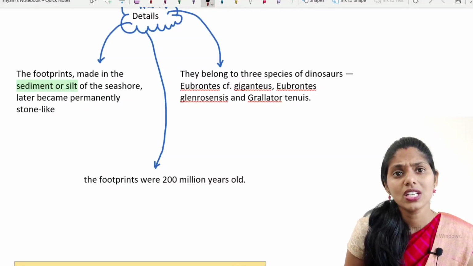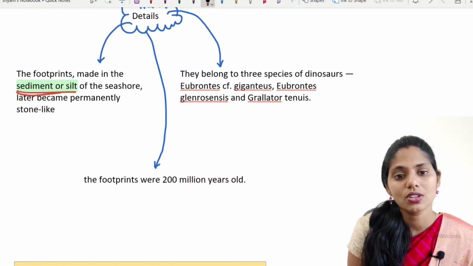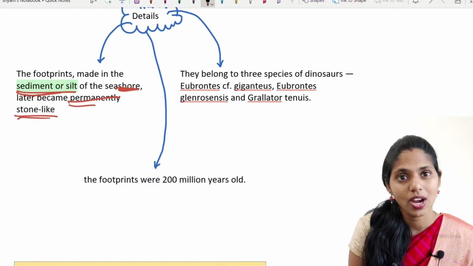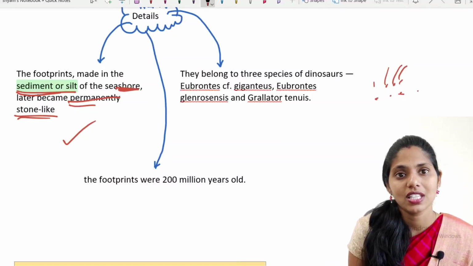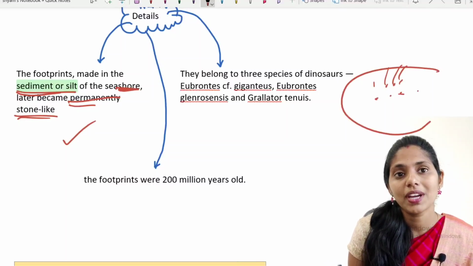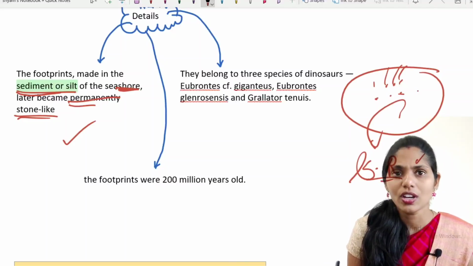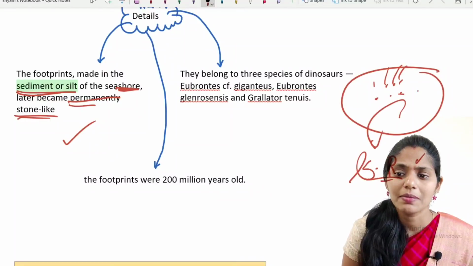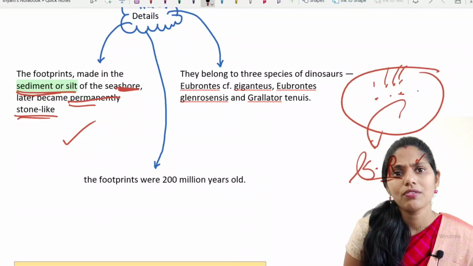And if we talk about details, it says that the footprints were made in the sediment or silt of a seashore, and later it became permanently stone-like. Whenever sediments are present, and pressure and increasing heat act on them, the sediments are converted into rocks. Those rocks are called sedimentary rocks, right? If we are talking about rocks, we have 3 types: sedimentary rocks, igneous rocks, and metamorphic rocks. Igneous rocks are mainly made up of lava.